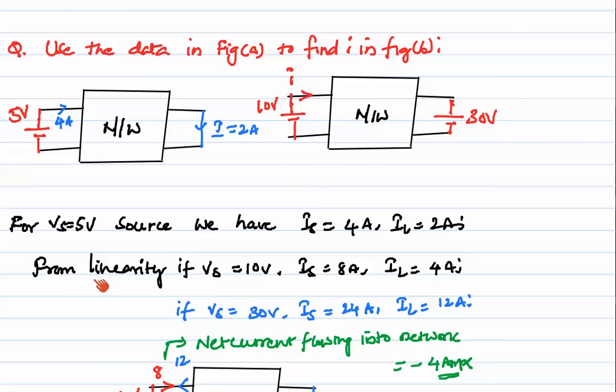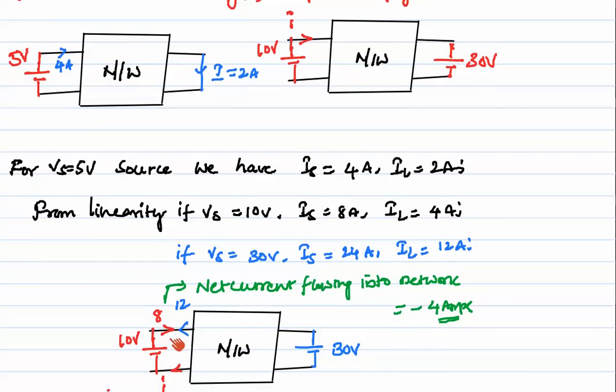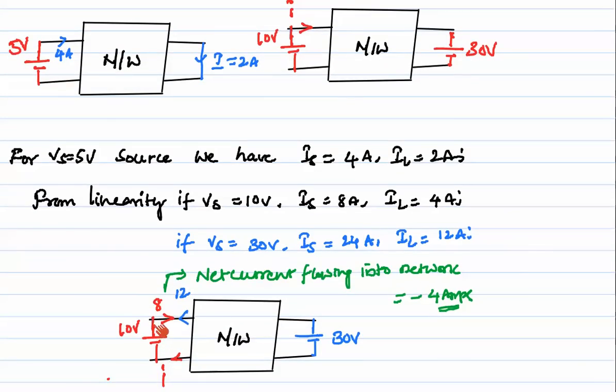So from linearity, what we can get: if the source is 10 volts, suppose this is a 10 volt source, then IS is equal to 8, double, and IL is going to be double. Why? Because voltage is double. Suppose if Vs is equal to 30 volts, then IS is equal to 24 amps and IL is equal to 12 amps. So next I will write out the circuit here. So here I have 10 volts source which will supply current of 8 amps, and here I have 30 volts source which will supply the load current of 12 amps. So these two are in this direction.